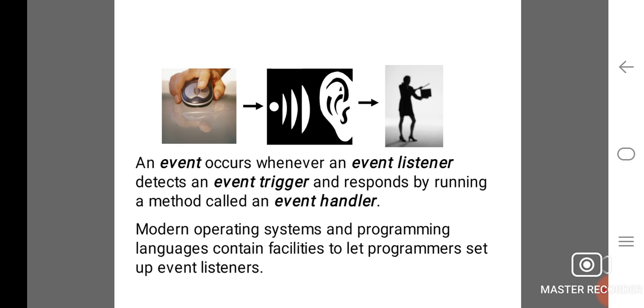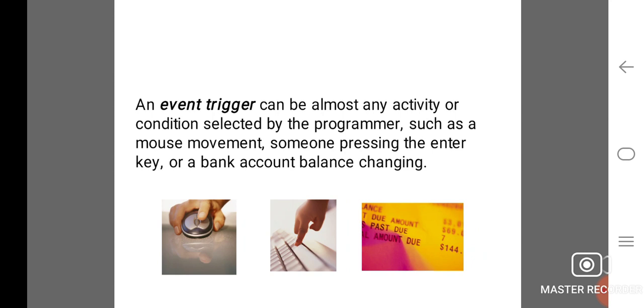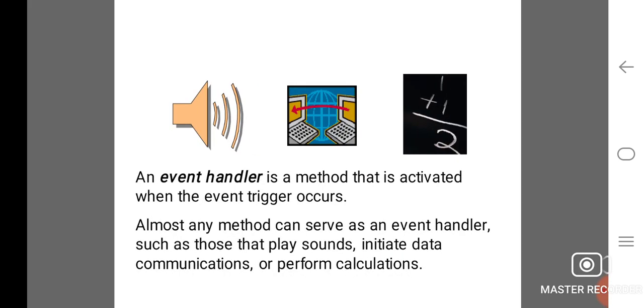Modern operating systems and programming languages contain facilities to let programmers set up event listeners. An event trigger can be almost any activity or condition selected by the programmer, such as a mouse movement, someone pressing the enter key, or a bank account balance changing. So these are all the event triggering. An event handler is a method that is activated when the event trigger occurs.